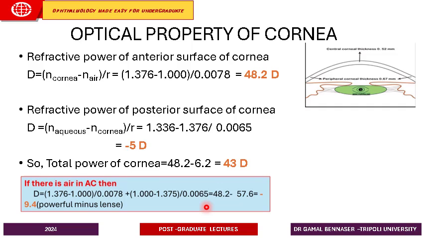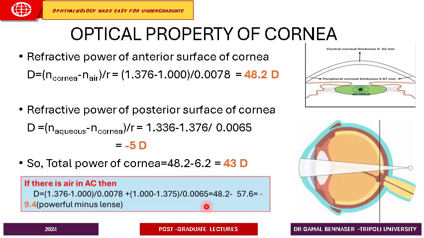So the total dioptric power of the cornea will be reduced, and this will make the patient hypermetropic. That's why a patient with air in the anterior chamber notes a glare and is not able to see clearly, not only because of the interface of the air, but because of the hypermetropic shift that happens due to the change in the dioptric power of the posterior surface of the cornea.